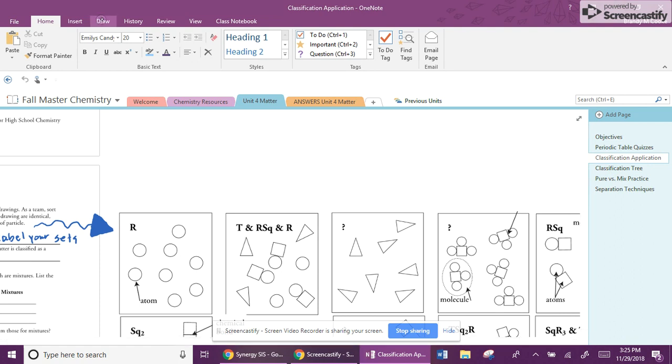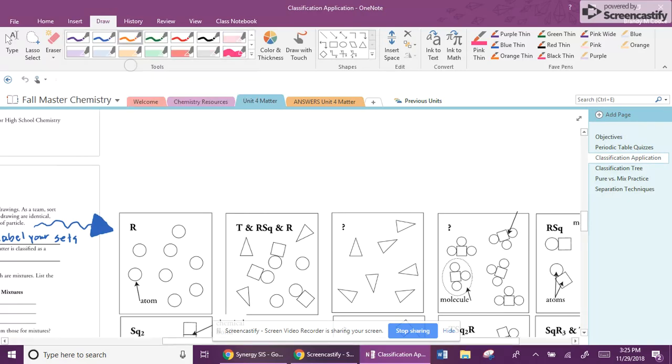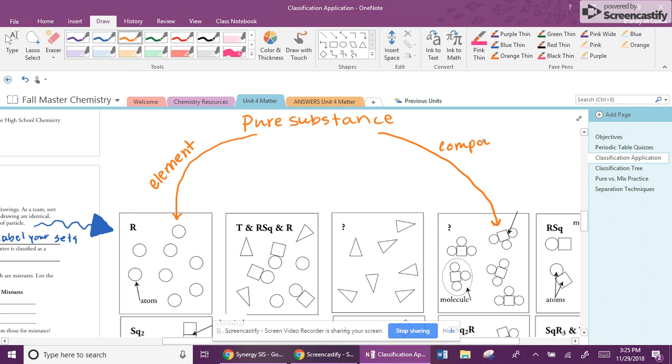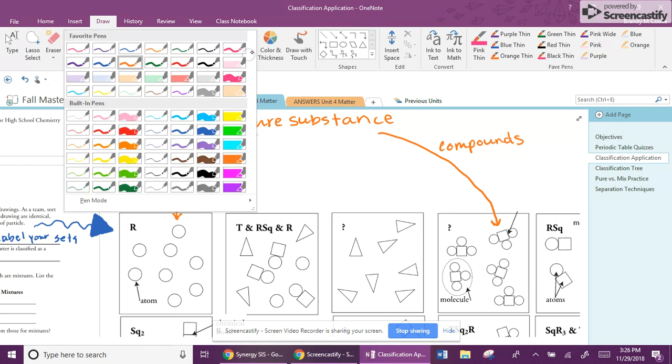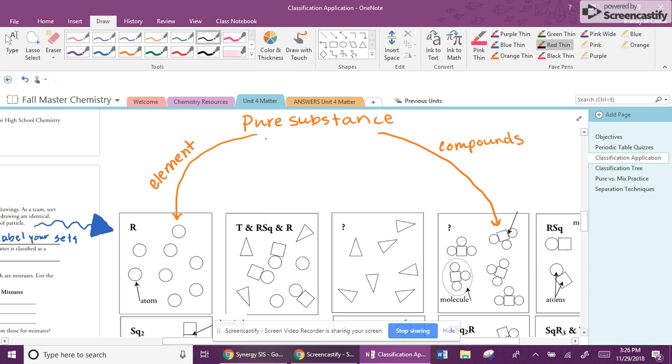So we have pure substances. And pure substances can either be like these right here, elements, or they can be like these guys over here, compounds. So first, we need to make sure everybody knows that a pure substance is one type of particle. I don't want to say one type of atom or one type of molecule because those are exclusive. One type of particle includes all of the options that we have.